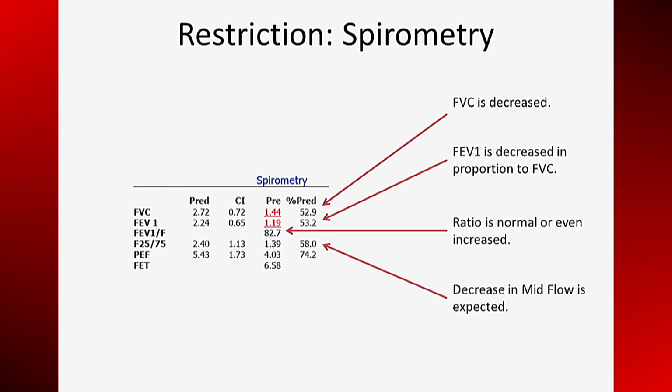The mid-flow is reduced due to the restriction. This is expected, and there is no special significance to this value in this circumstance. The peak flow is better than both the FVC and FEV1. This indicates a good effort.